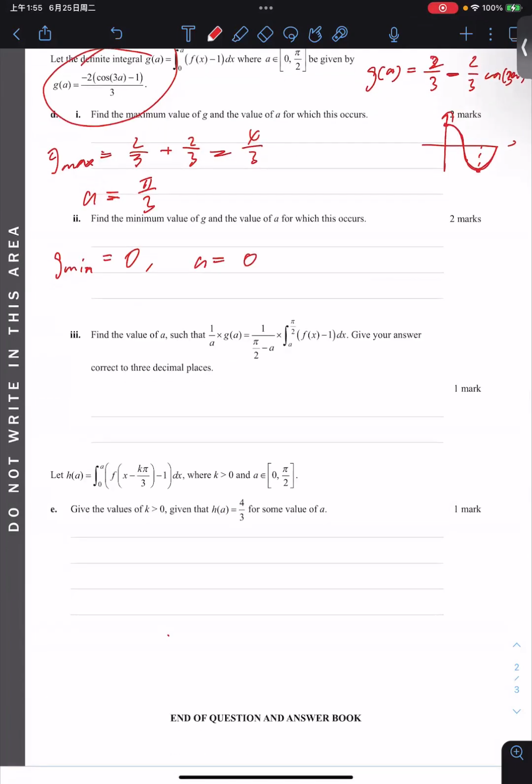Now, third part. Find the value of a such that 1 over a times function G(a) is equal to 1 over half pi minus a multiplied by the definite integral. Give your answer correct to 3 decimal places. Now, this question is 1 mark. Should you worry about working step by step to solve it? No. Especially since the question mentioned correct to 3 decimal places.